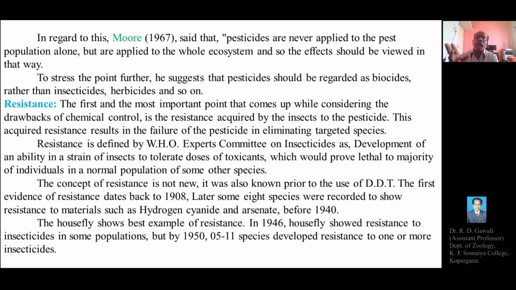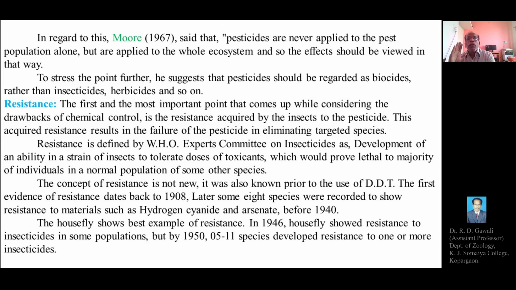And the most common antidote is atropine sulfate. Atropine sulfate is the most common antidote and is used for the treatment of pesticidal poisoning many times. So this is also very important.